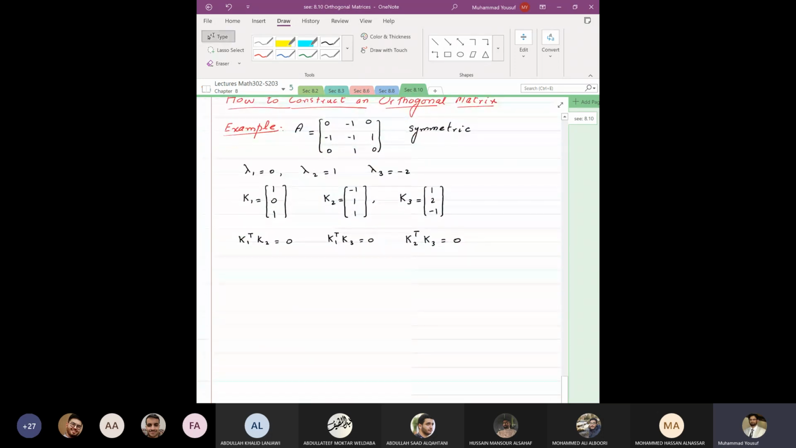Here the norm is not equal to 1. So what do we do? We normalize these vectors. How do we normalize these vectors? If we consider them as vectors, what is the magnitude of the first vector? What is its magnitude?